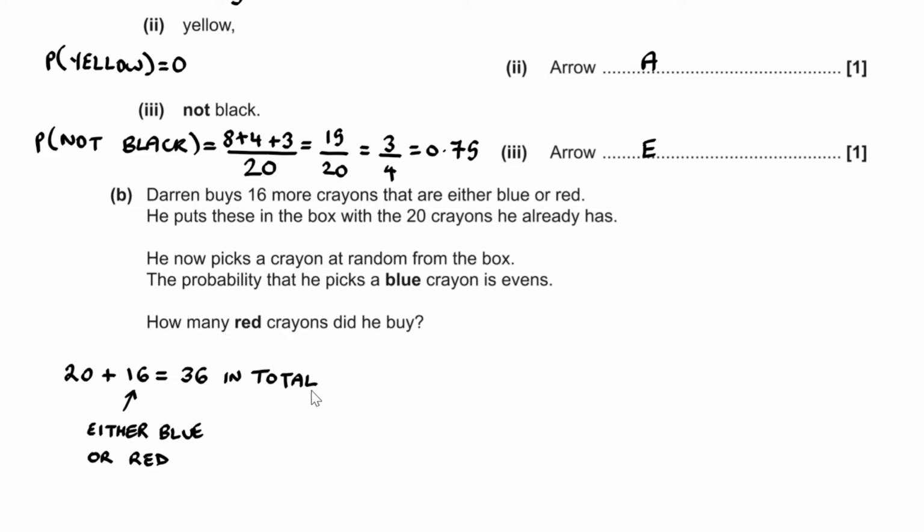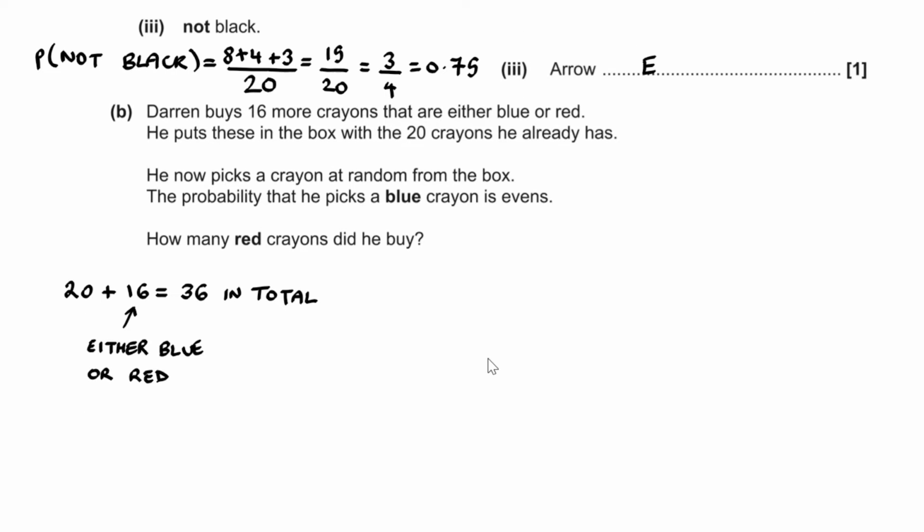And the probability that we get blue is evens, so therefore the probability of getting a blue will be evens. So out of 36, how many of those will be blue is what the question is. Well, if the probability is evens, then that tells us we have 18 which are blue.